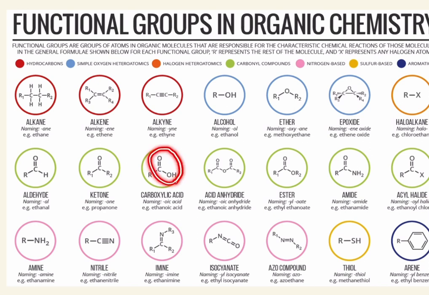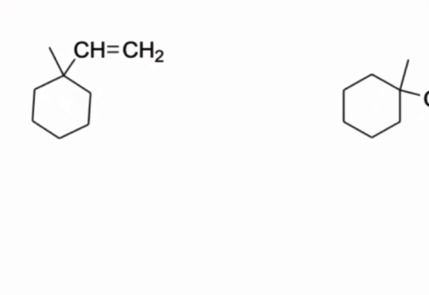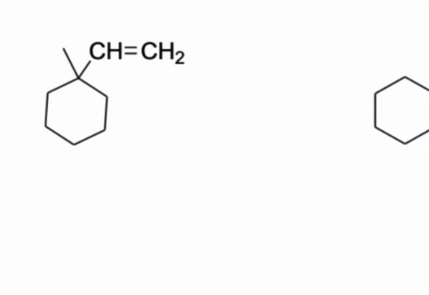Although you have an OH here, it is adjacent to a carbonyl functional group, and therefore this is called a carboxylic acid. Okay, let's go ahead and get started with our first example. In our first example, we have a total of 6 carbons in the cyclic structure. Okay, let's count the carbons.